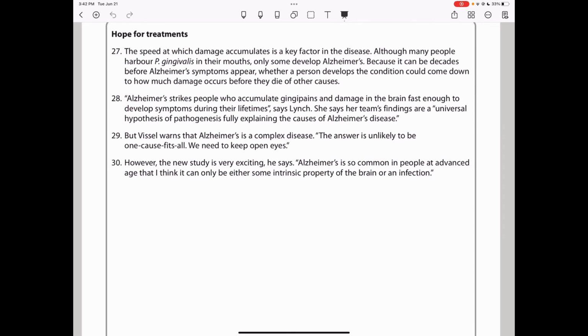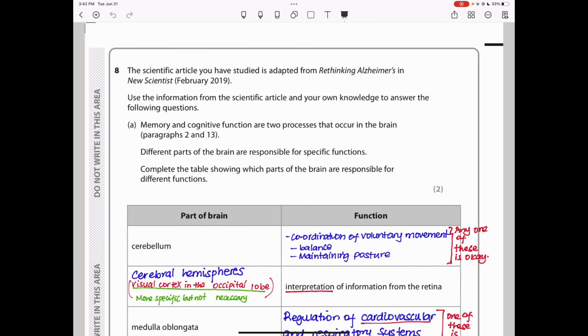So let me go to question 8. Question 8 says, the scientific article you have studied is adapted from Rethinking Alzheimer's in New Scientist. So it was published in February 2019. They say use the information from the scientific article and your own knowledge to answer the following questions. So the questions are, memory and cognitive function are two processes that occur in the brain. This is paragraph 2 and paragraph 13. I have transferred some of the paragraphs into the pages of the questions so that we can read them as we try to answer the questions.